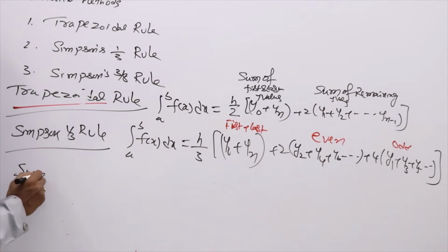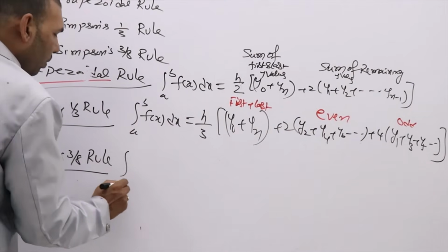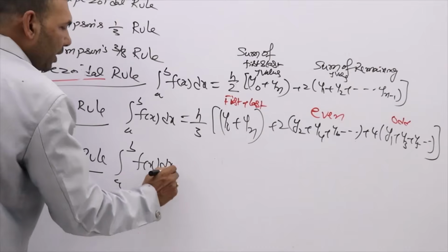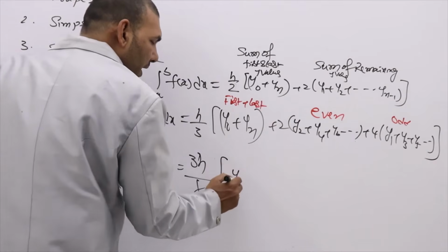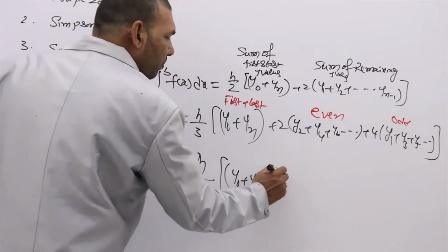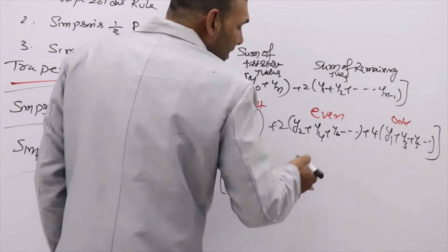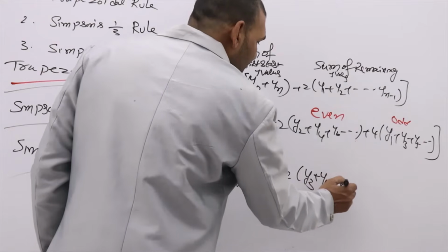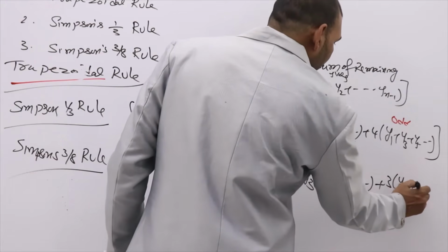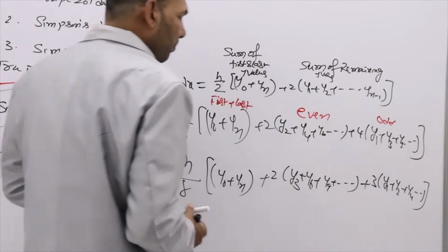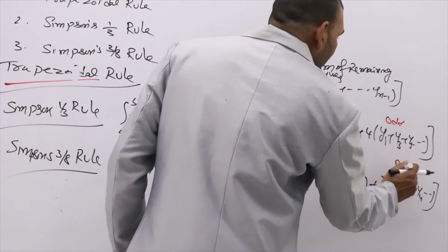Simpson's 3/8 rule. What is Simpson's 3/8? In Simpson's 3/8 rule, we are going to evaluate integral a to b f of x dx like this: 3h by 8 into y0 plus yn, plus 2 into multiples of 3, 6, 9 like that, y3, y6, y9 and so on, plus 3 into the remaining y1, y2, y4. Here the multiples of 3, and the remaining.